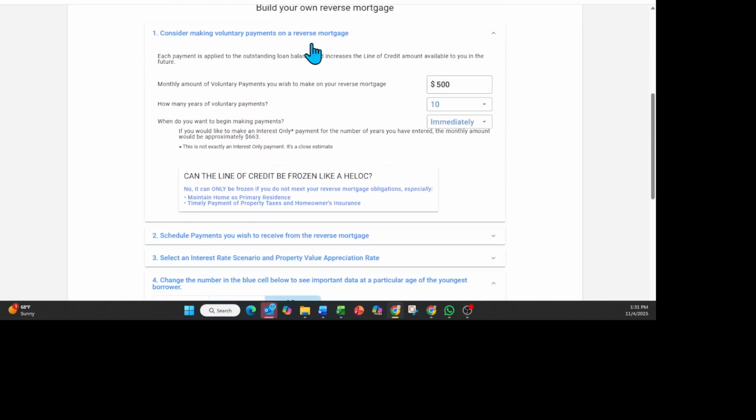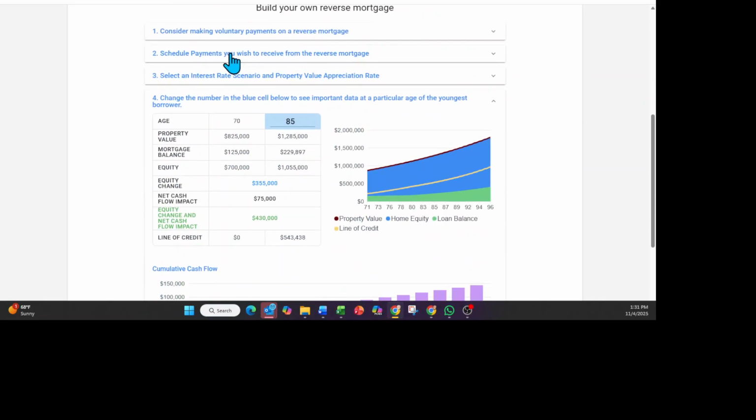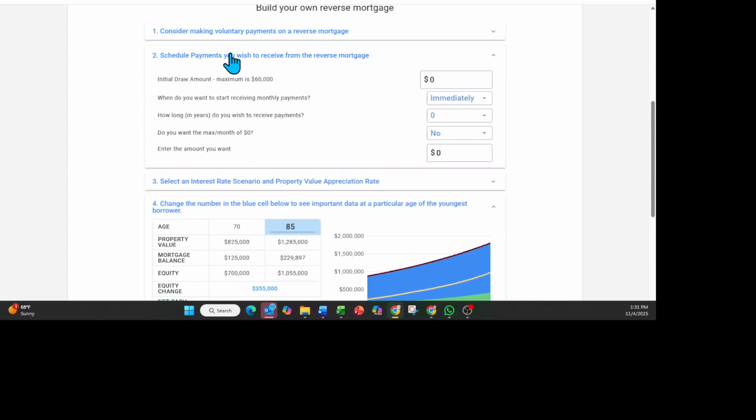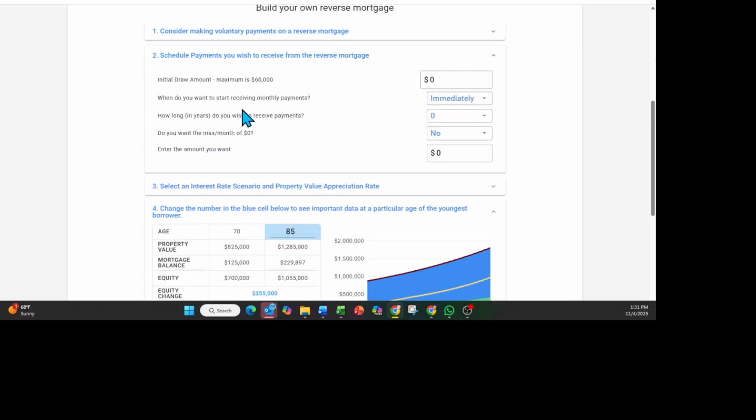Okay, so let's leave that alone for now and collapse it. Now let's say you want to receive money from the reverse mortgage. Yeah, I've got that car loan. It wouldn't be bad to pay that off at closing, so give me $15,000 at closing. Now if I'm going to be making payments for 10 years, maybe I wouldn't want to receive any until, I don't know, maybe in my mid-80s, in 15 years, when I'm 85 years old.